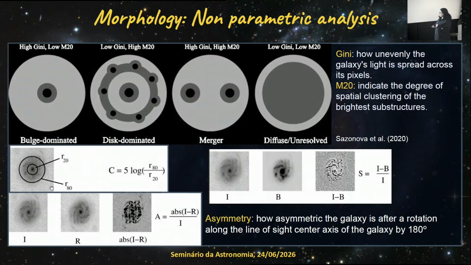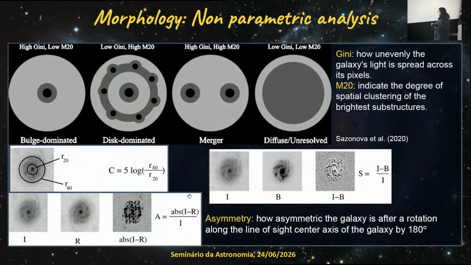One of them is concentration. It's how concentrated the light is. There are different ways to define this. In the case that I'm using here, it's with this equation, which is basically the relation between the radius that contains 80% of the light over the radius that contains 20% of the light in the galaxy. Usually people also use 90% over 50%, but it's just a definition. The main idea of this index is to tell you how concentrated the light is.